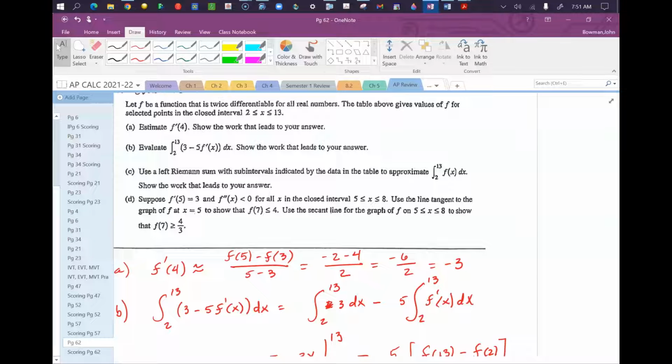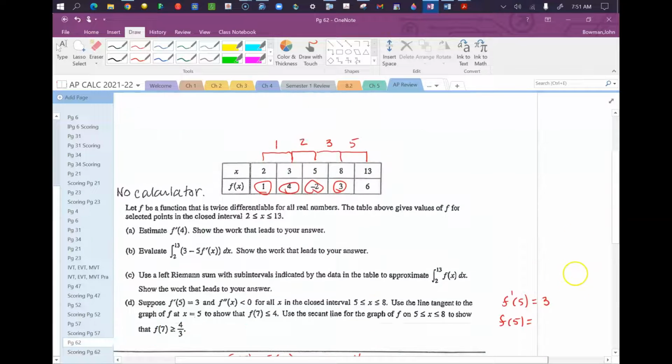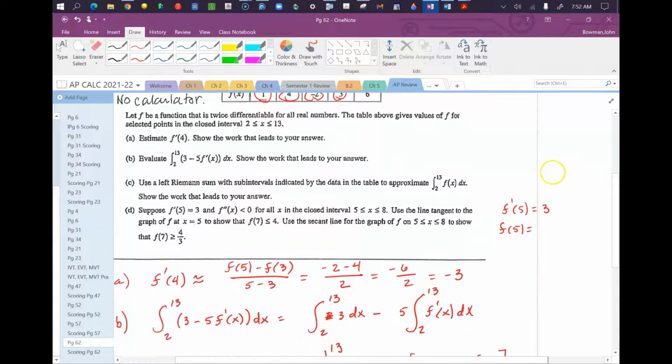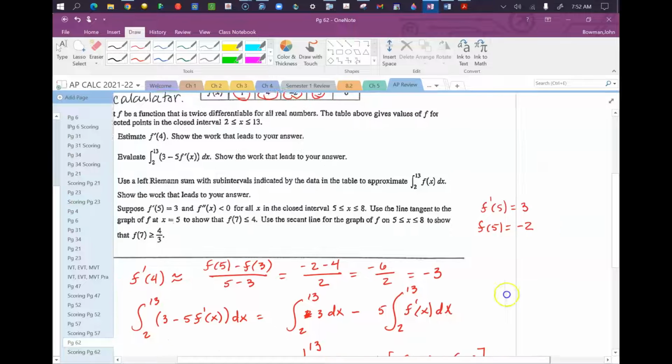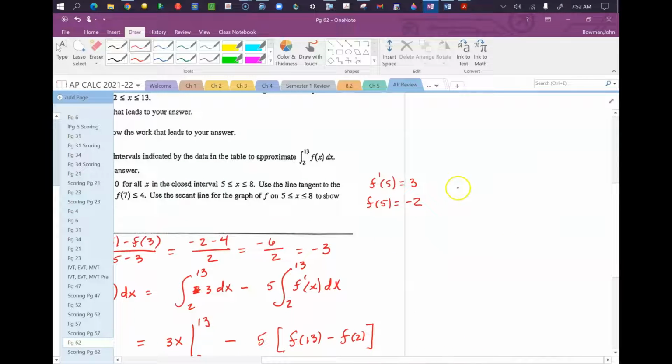Alright, so let's take the first part. f prime of 5 is equal to 3. We need to find the tangent line, so we need to find f of 5. Hopefully that's in the table up there. f of 5 is equal to -2. So we can write the tangent line, and that would be y minus -2, or y plus 2, is equal to the slope times x minus 5.